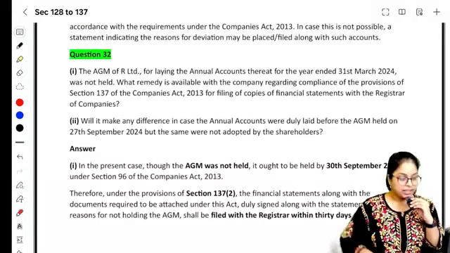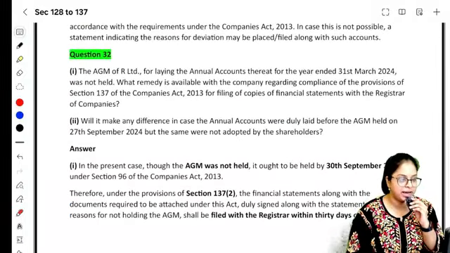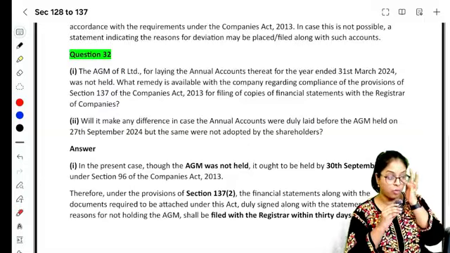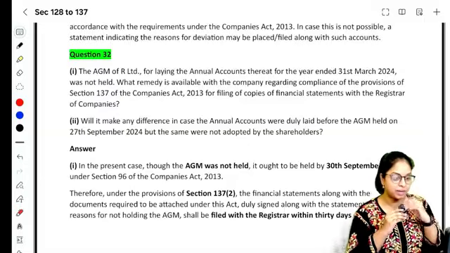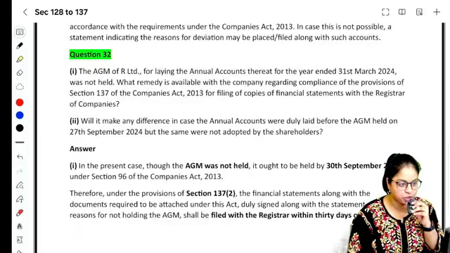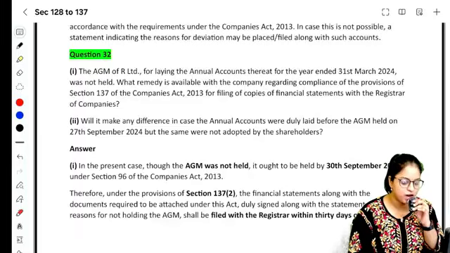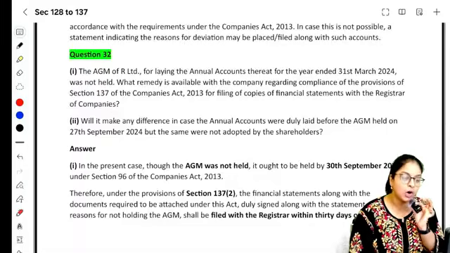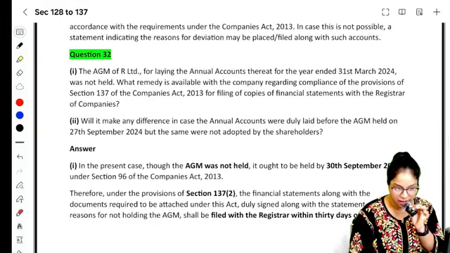Next: the AGM of R Limited for laying annual accounts for the year ended 31st March 2024 was not held. What remedy is available with the company regarding compliance with section 137 for filing copies of financial statements? No problem. Within 30 days from when the AGM should have been held, you should submit a copy to the ROC along with reasons on why the AGM could not be held.